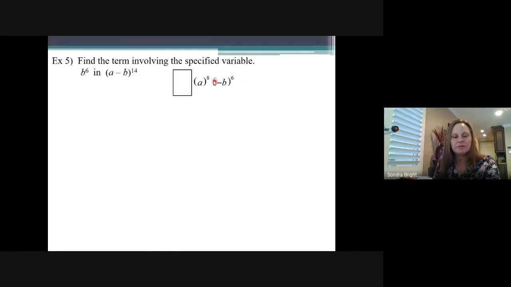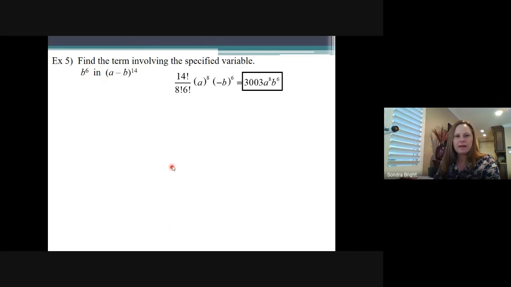And then your coefficient will be 14 factorial over 8 factorial, 6 factorial. It matches these exponents here. And so this will end up giving you 3003, and then a to the eighth. This negative to the sixth power is a positive now, so just b to the sixth. Had it been an odd number like 5, then your answer would have been negative.